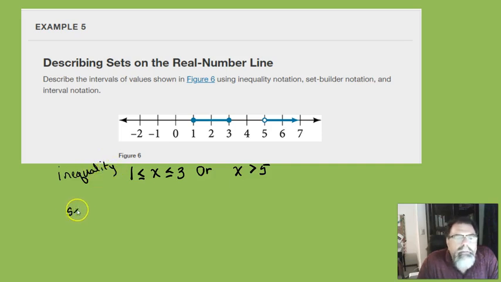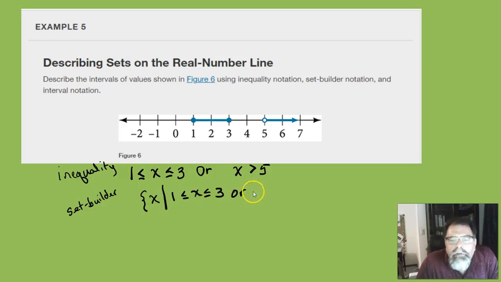Okay, now we're going to do the set builder. So basically it's exactly this, except you're going to put the braces, the set of all x's, such that, and then just write that inequality down exactly the way we did it here. You can use or union.